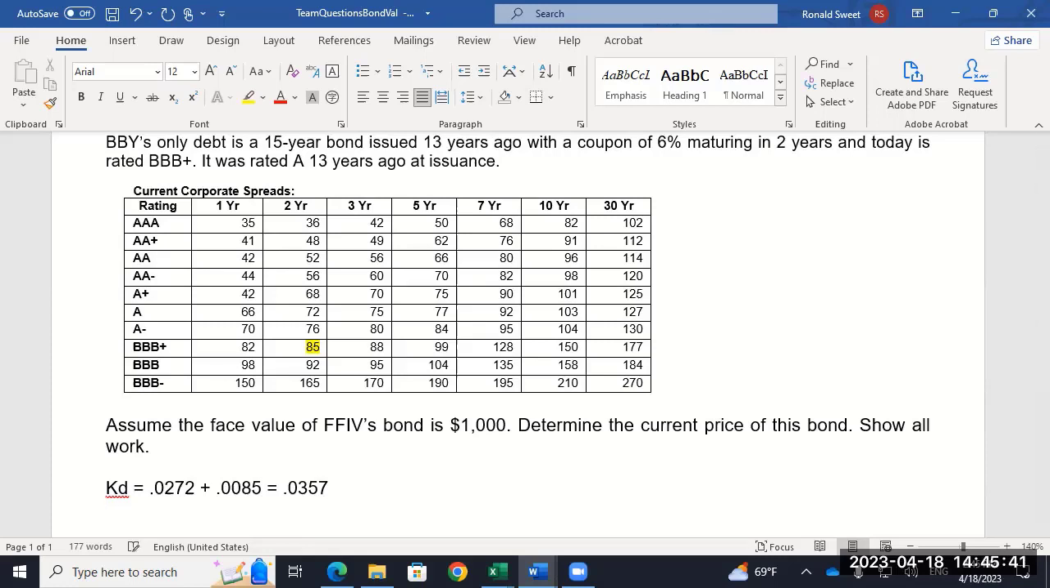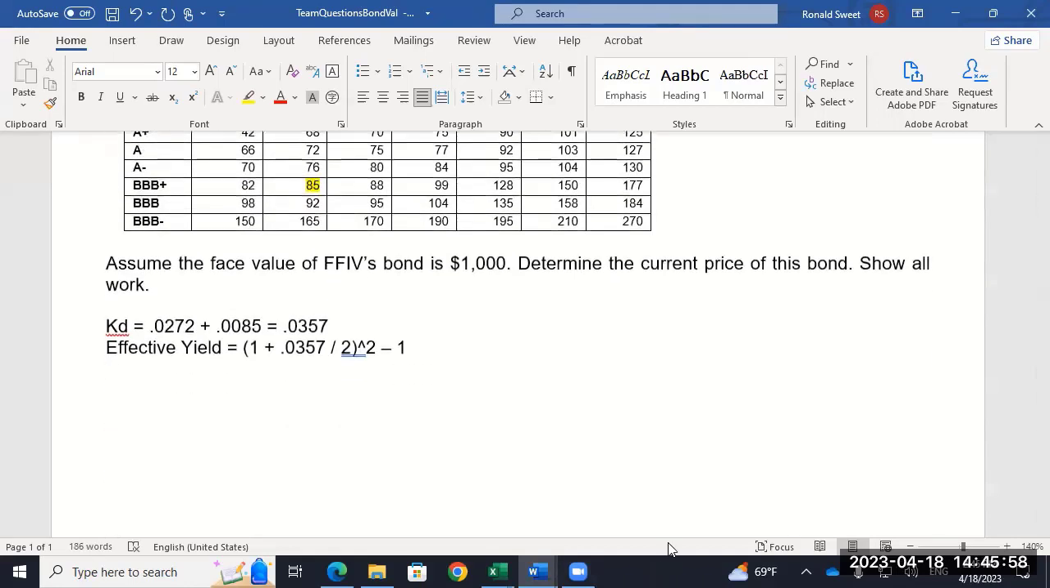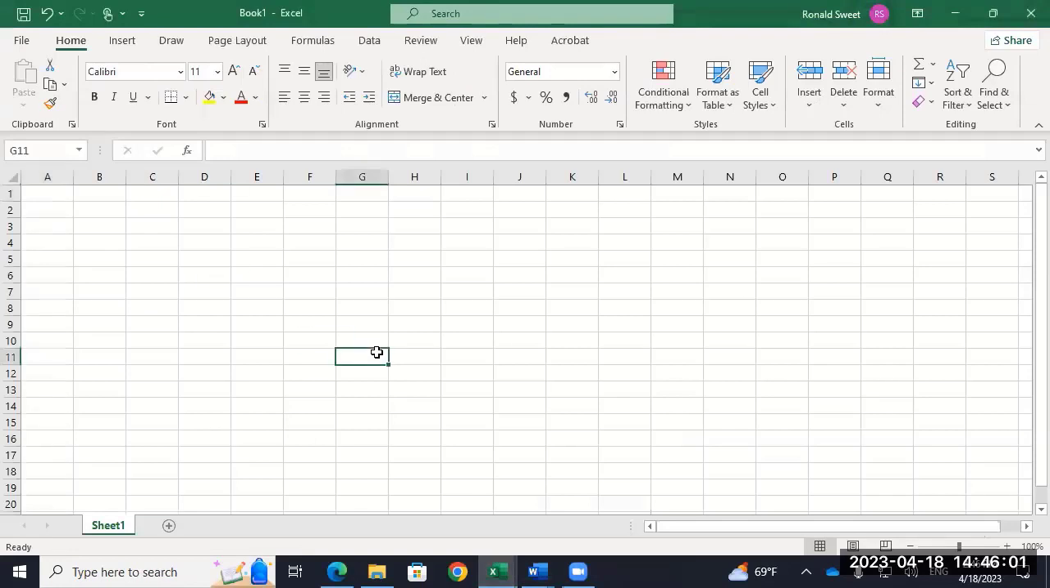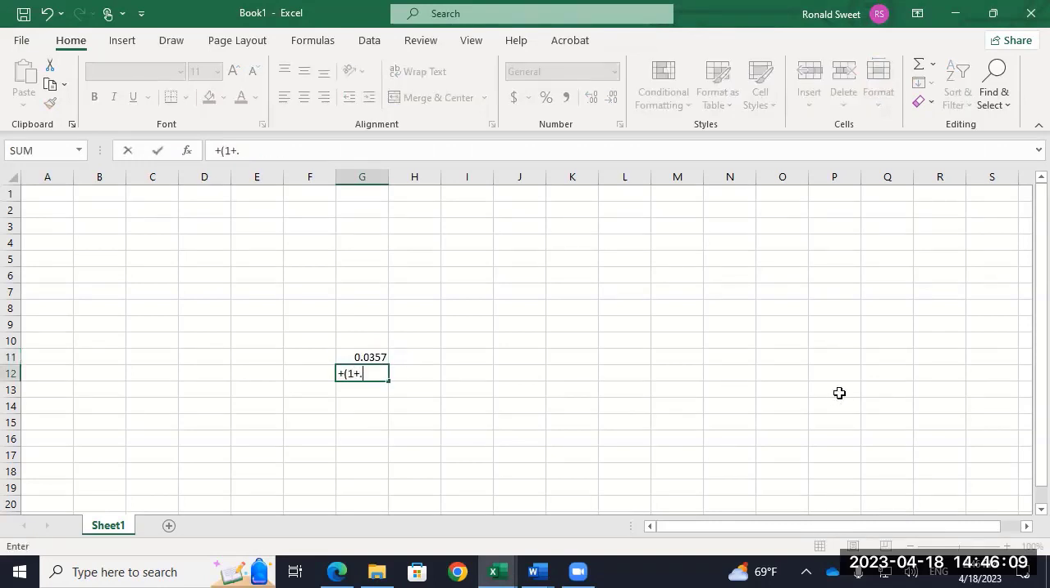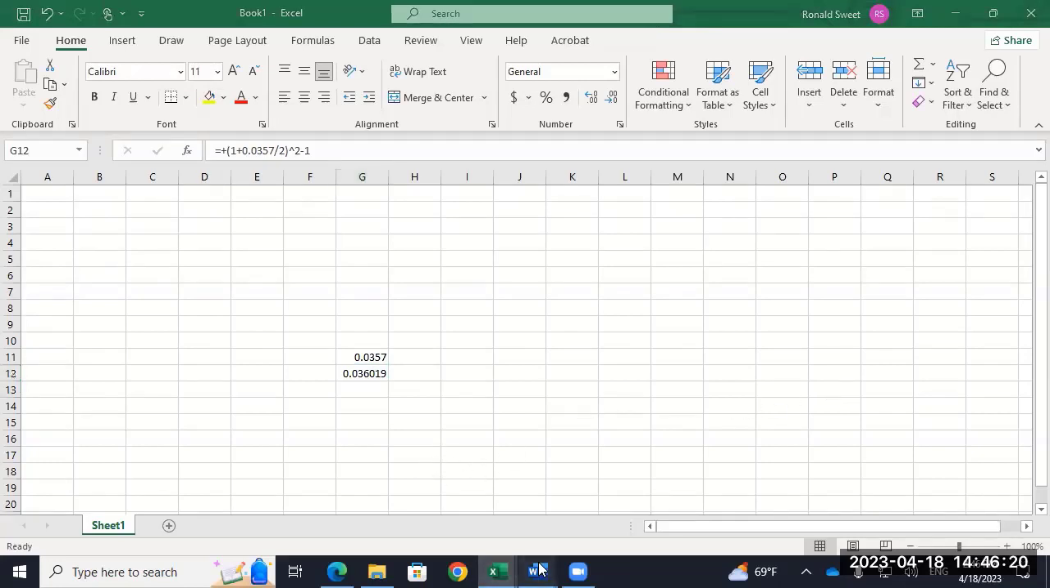All right. What I didn't see from some of y'all was the effective yield. Y'all remember the effective yield? 1 plus 0.0357 divided by 2, raised to the second, minus 1. So don't forget that little piece. So 1 plus 0.0357 divided by 2 raised to the second minus 1 gives 3.6% essentially.